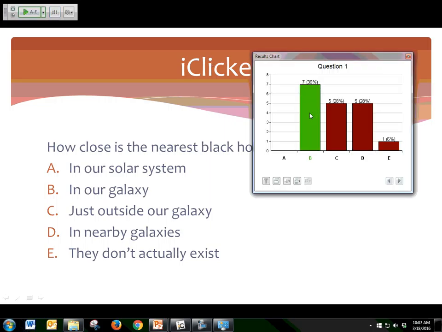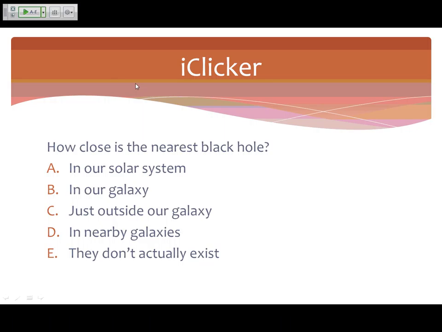It's in our galaxy. We've got one in our galaxy. It is the center of our galaxy. In fact, every galaxy is thought to have a black hole. Every galaxy should have a black hole at its center. That's the current theory, anyway. So yes, there may be some outside of our galaxy, but we don't know about them. There certainly are in nearby galaxies, and yes, of course, they exist.